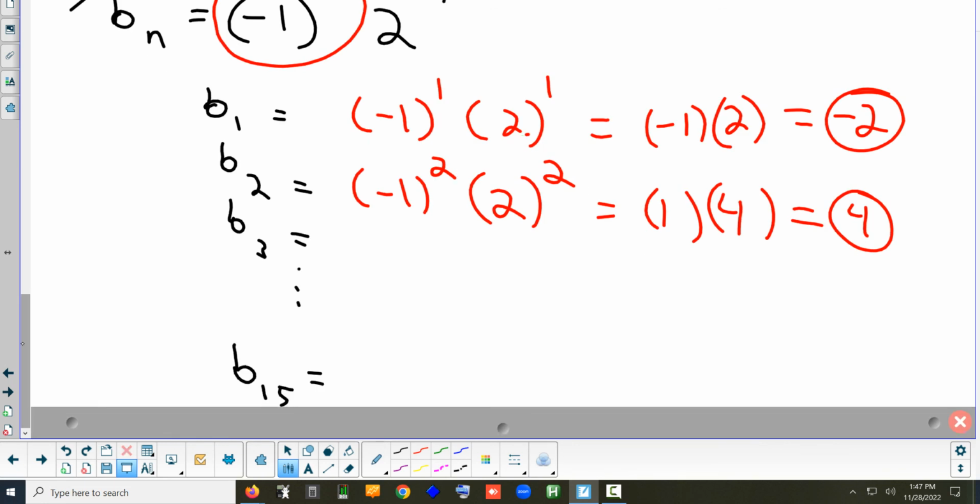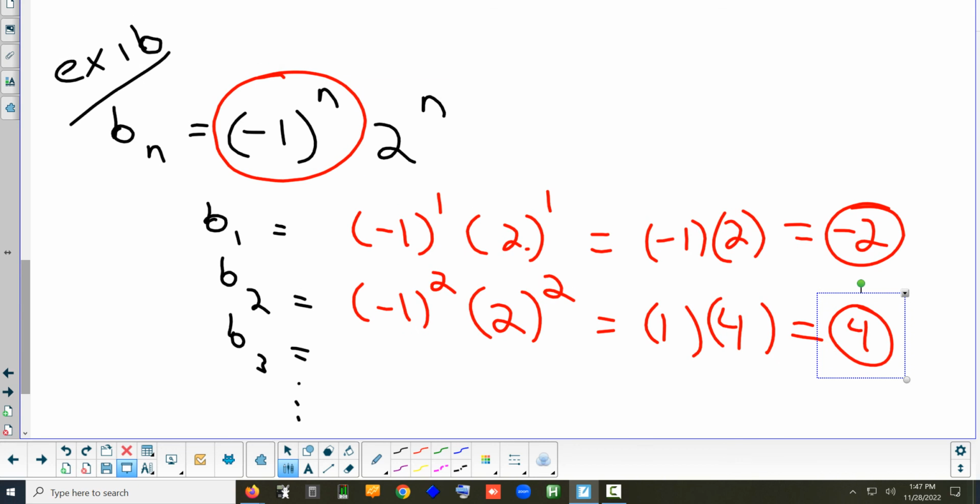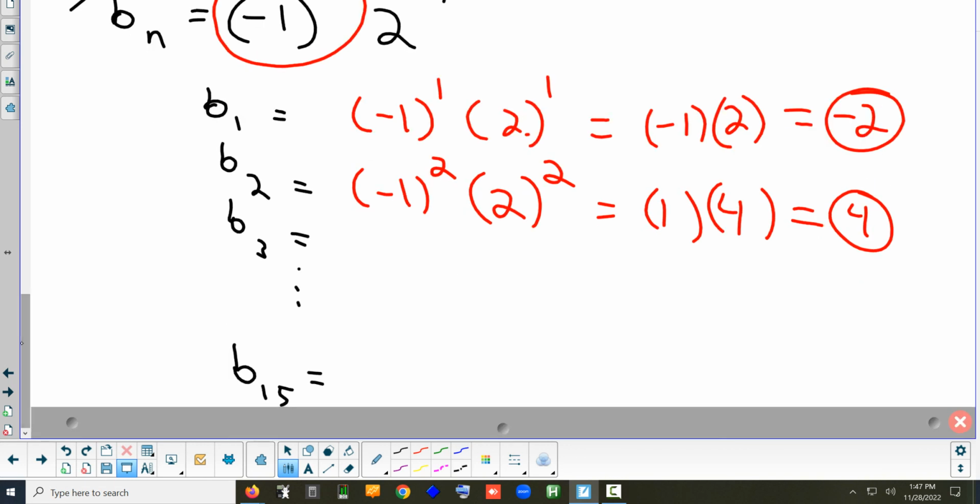Does anyone think they know what the third one's going to be without going through the formula, if we look at the pattern? If not, we'll go through the formula one more time. Negative 8. So what's happening is this 2 to the n is causing it to double, and this negative 1 to the n is causing it to alternate, negative, positive. So the next one would be negative 8.